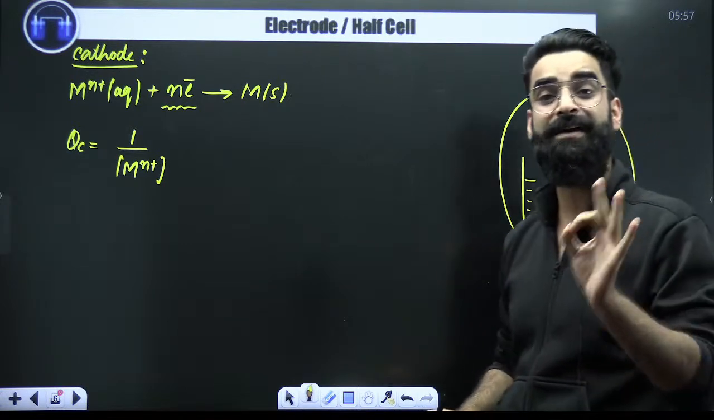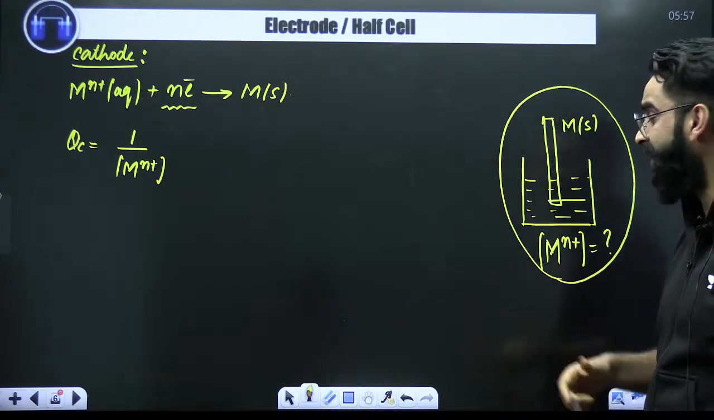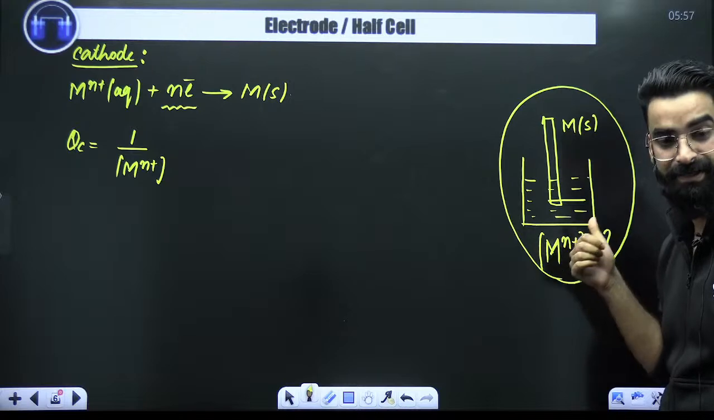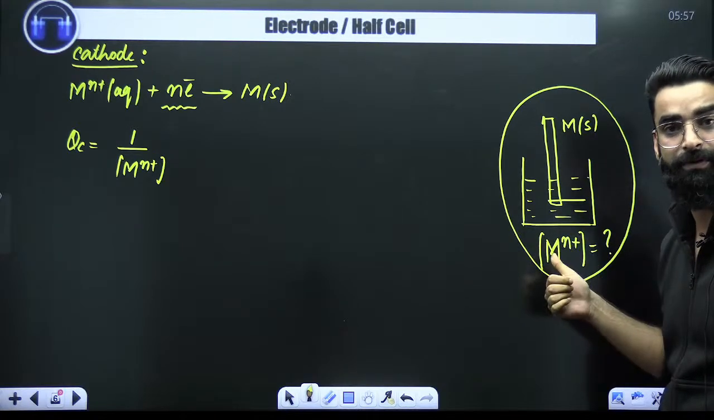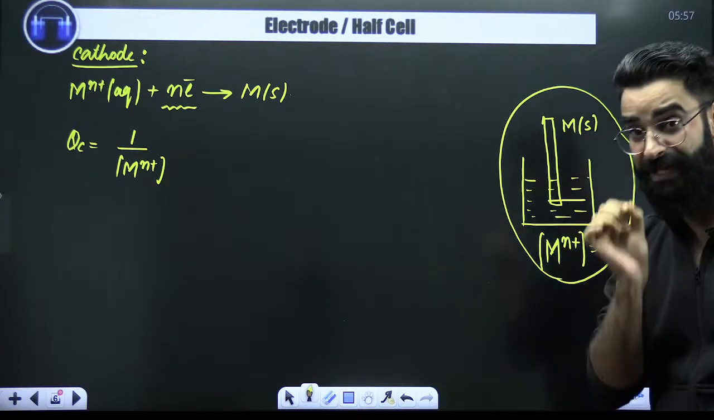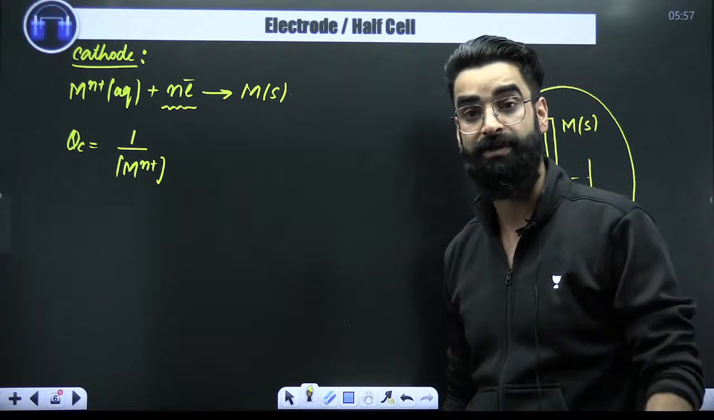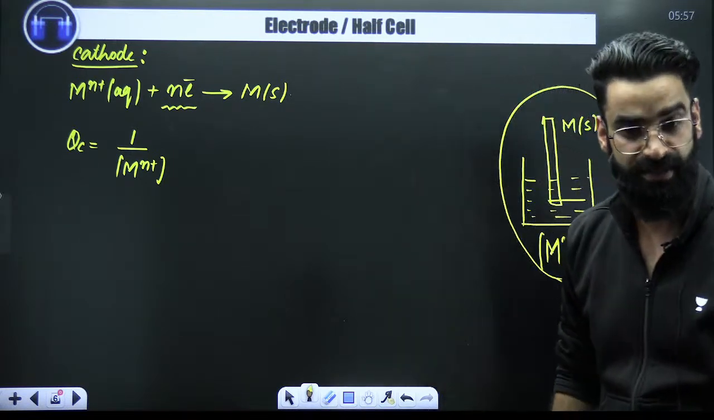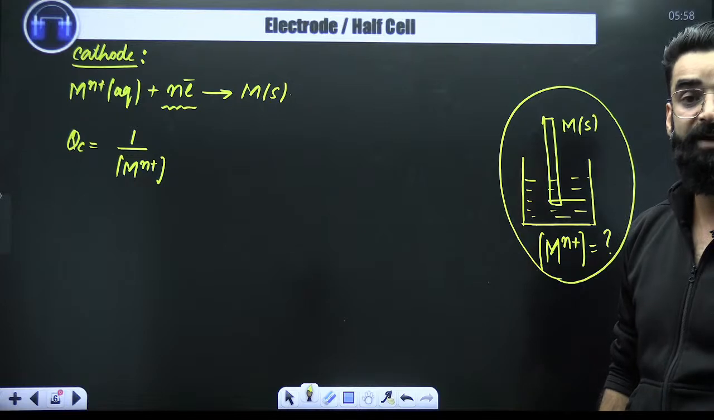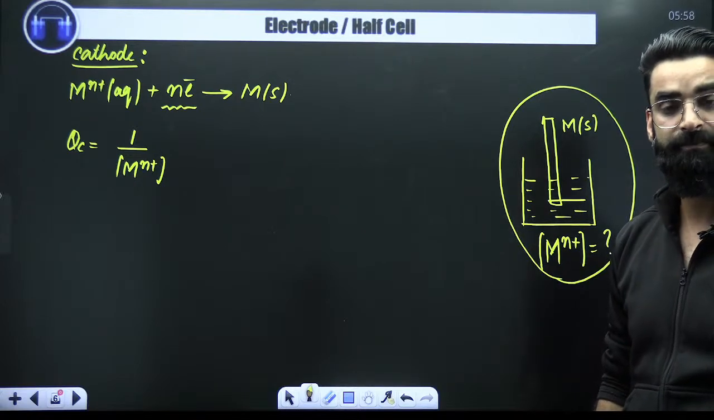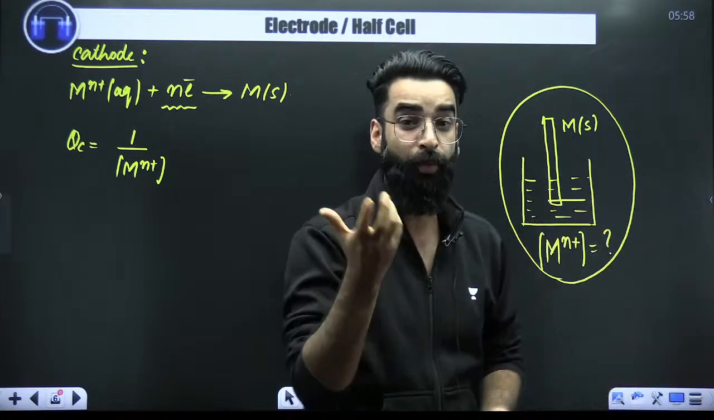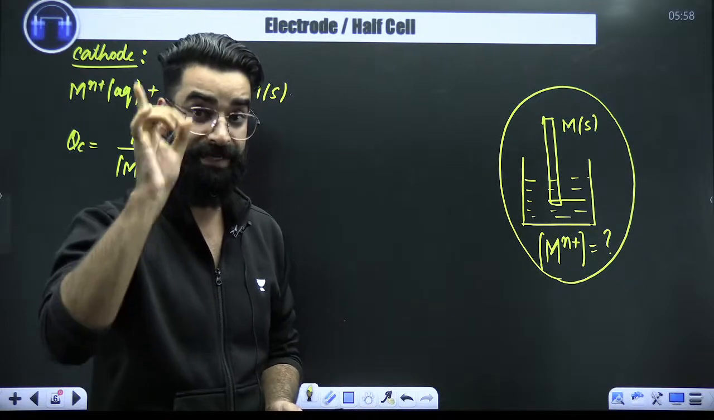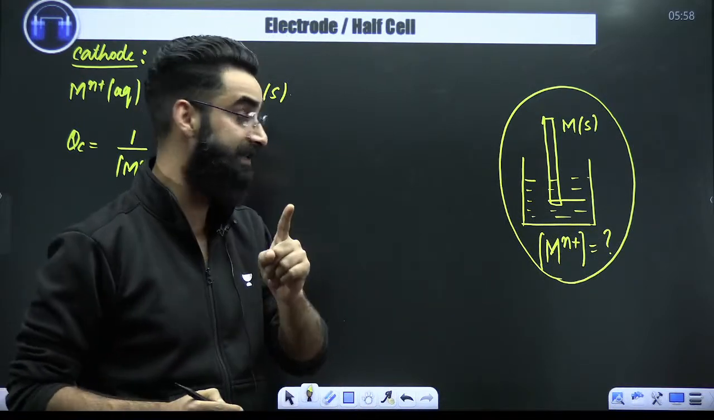Now, under non-standard conditions, I want you to calculate the reduction potential of this half cell, this electrode. The reduction potential of the electrode under non-standard conditions is calculated with the help of the Nernst equation, right? My dear students, basically what am I asking you to calculate? Try to understand one thing. If you remember, we have discussed this in detail.